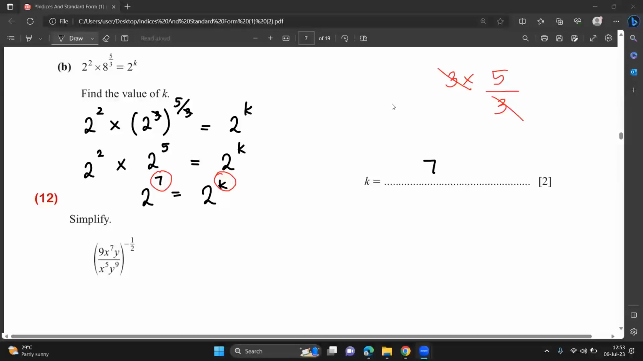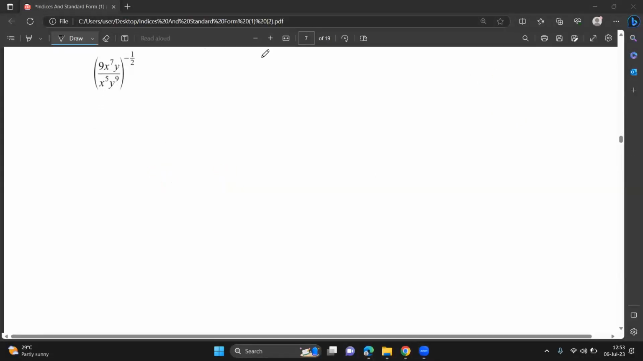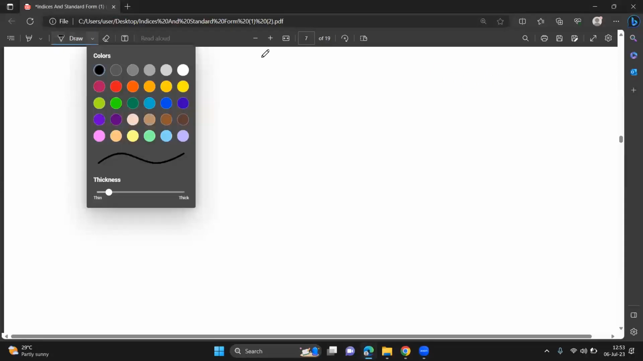Okay, guys, look at the board. What's your first step? You have to reciprocate and make it positive. X, Y, x to the power 5, y to the power 9. Akshan, stop talking. 9x to the power 7, y to the power half. Now the half becomes positive because you reciprocated.